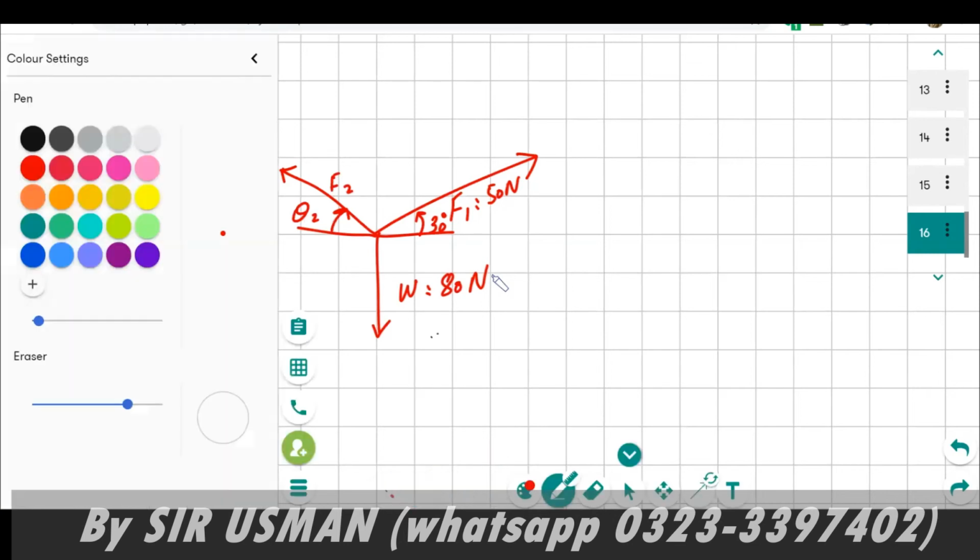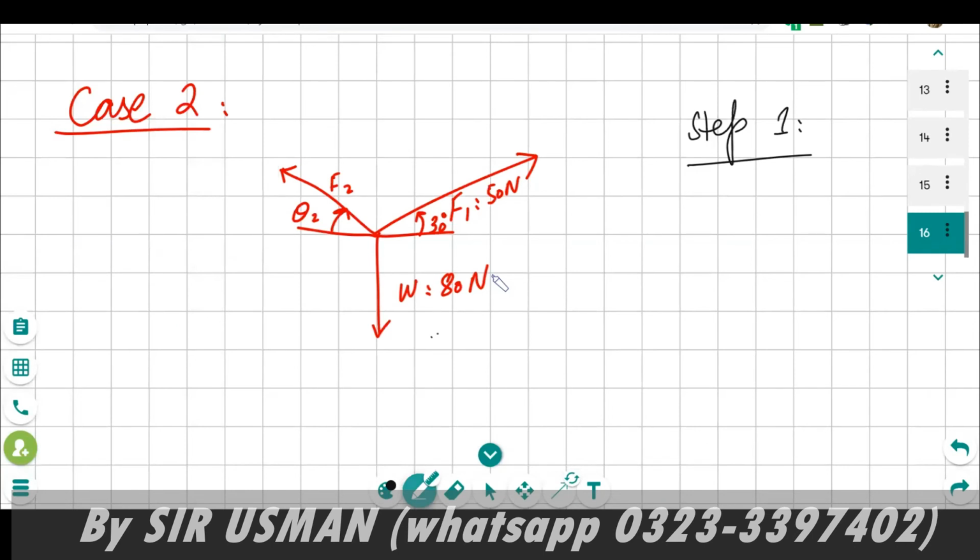Again, first step, take the scale. Sir, all of these cases are in equilibrium, right? Yes, they are in equilibrium, because this is the only way in which we use this technique. Otherwise, we can't use this technique. So step 1, scale.